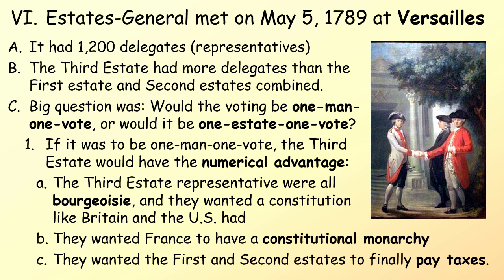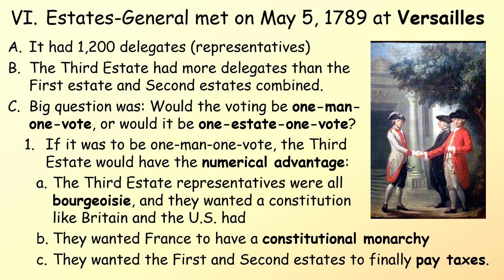And the big question was, would the voting be one man, one vote, or would it be one estate, one vote? If it was to be one man, one vote, the Third Estate would have the numerical advantage and things could actually get done. The Third Estate representatives were all from that bourgeoisie that we talked about, that rising middle class in the Third Estate.